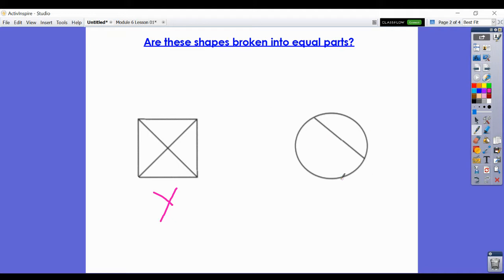So if you look at this shape right here, we need to ask ourselves, is this shape broken into equal parts? Well, no, this one isn't, because if we took this one apart, the shapes of the pieces would not be the same. So this one is no.